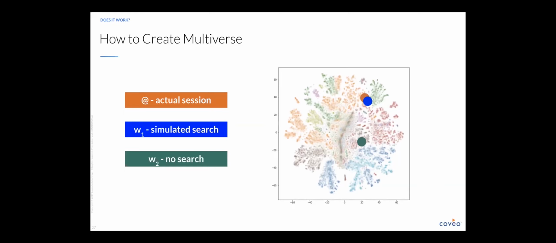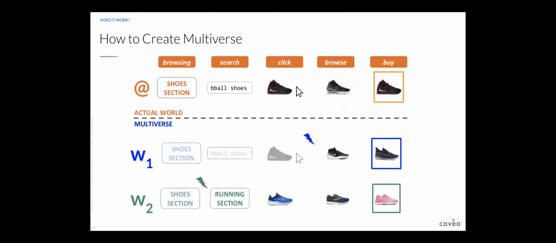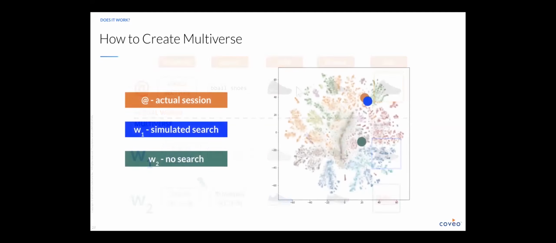So in this picture here, you can see the 3 points corresponding to the final step in all the 3 sessions that we saw before. So these are the 3 products at the end of these sessions, and these are the 3 sessions in the product space. If you see here, the actual session ends up in a very similar portion of the product space as the simulated search session, the blue one.